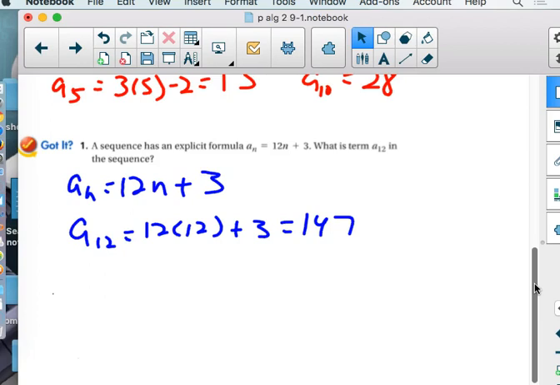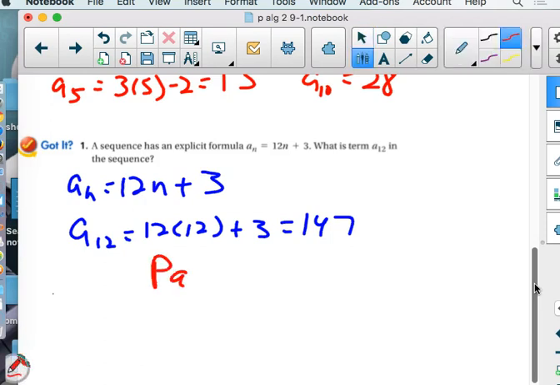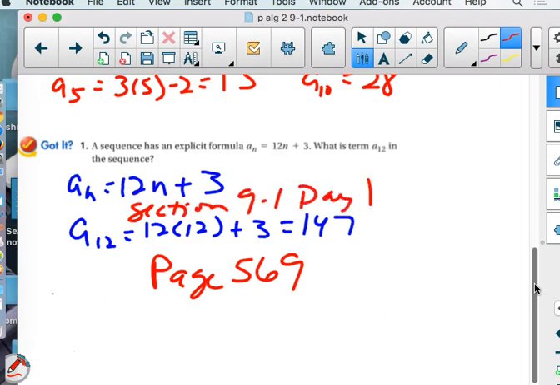Our textbook is so big that the teacher's edition is split up into 2 books. Chapter 9 is in this book. You can do 7 through 14. So section 9-1, day 1, page 569, number 7 to 14.